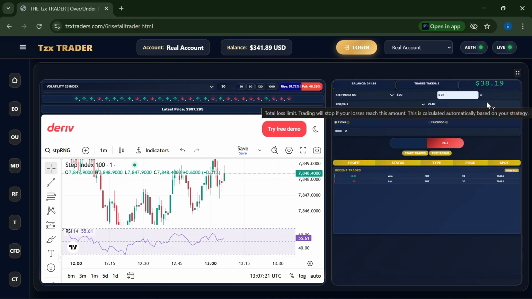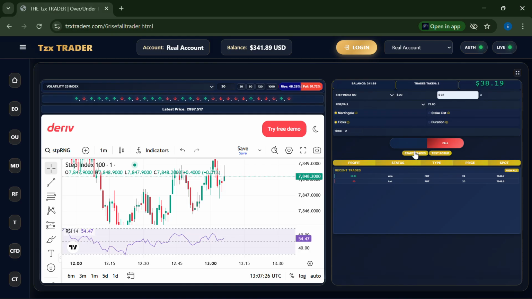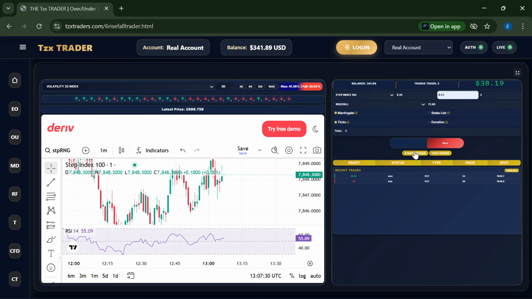So for the fall market, you have to wait for three consecutive rise ticks, then one fall, you start your trade. So let's see. One. Not yet. So you have to wait. One, two, three. Any fall tick, we just click on start trade just like that, and we hope for the best.